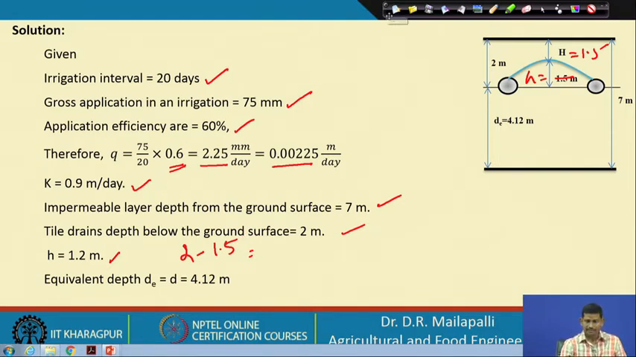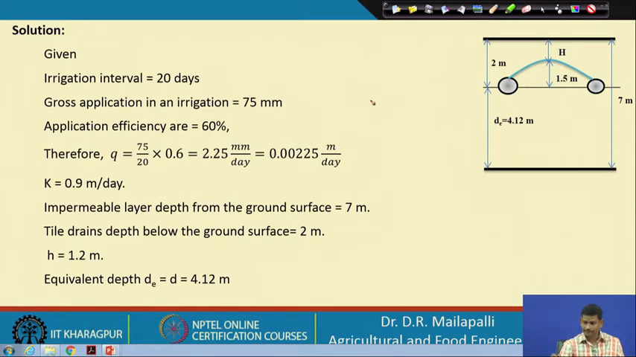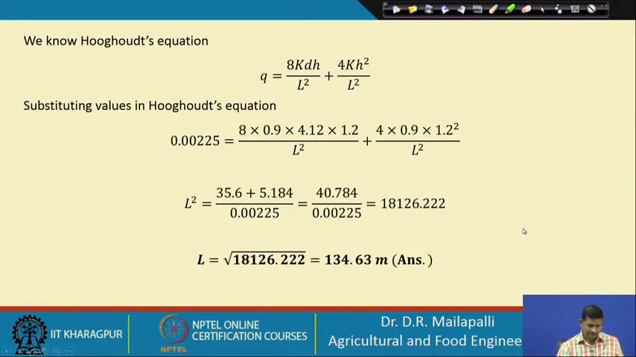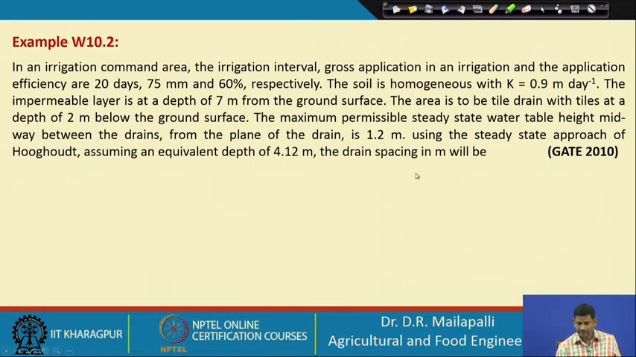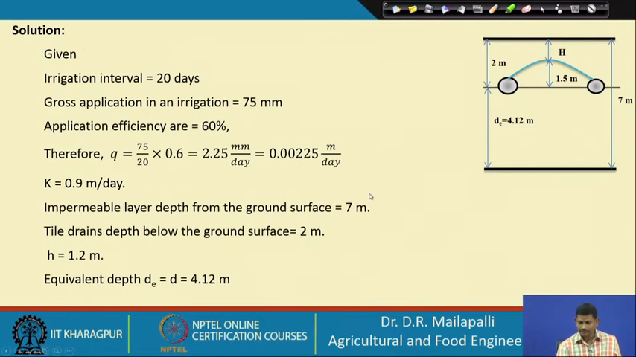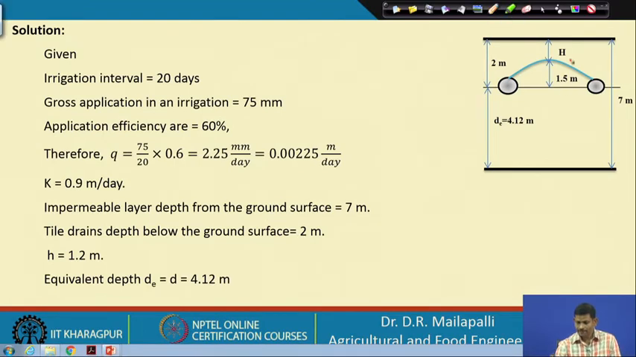Let me see the values, right. Let me see what is capital H. The capital H value here is 1.2, right, capital H is equal to 1.2. So, 2 minus 1.2 will give 0.8, right. So, 0.8 is the small h. Okay. And d is 4.12.